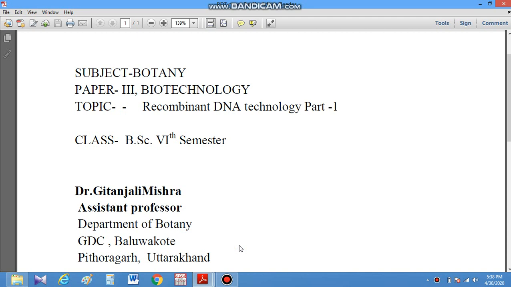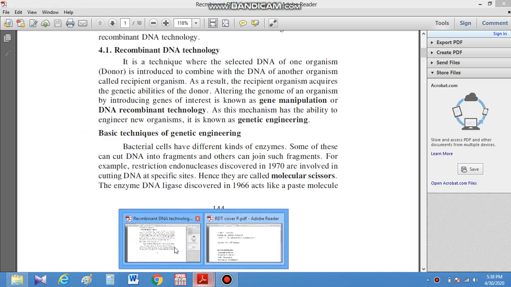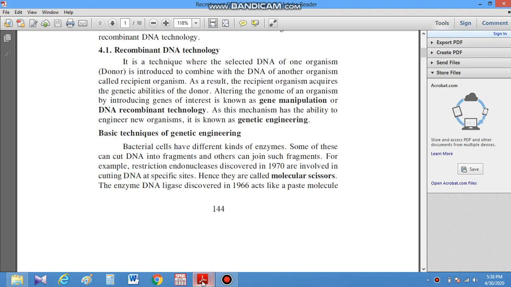Students, today we are going to discuss recombinant DNA technology, which is the topic for BSc 6th semester students. We will discuss recombinant DNA technology and what tools are required for it.